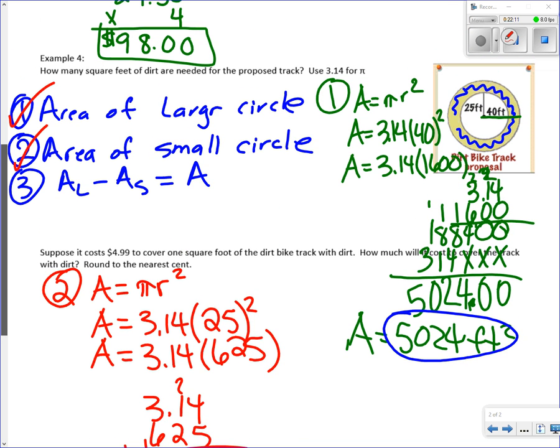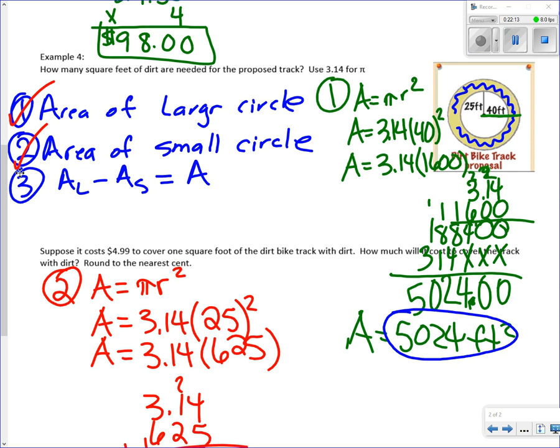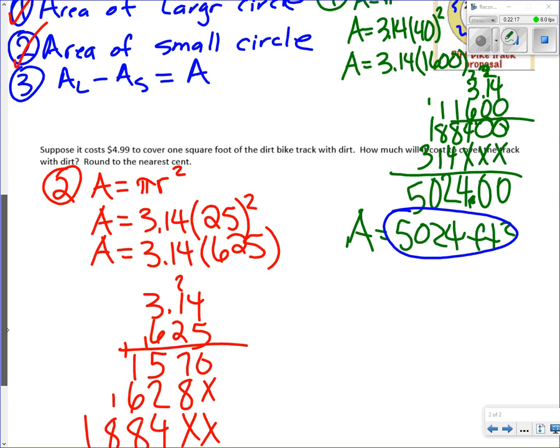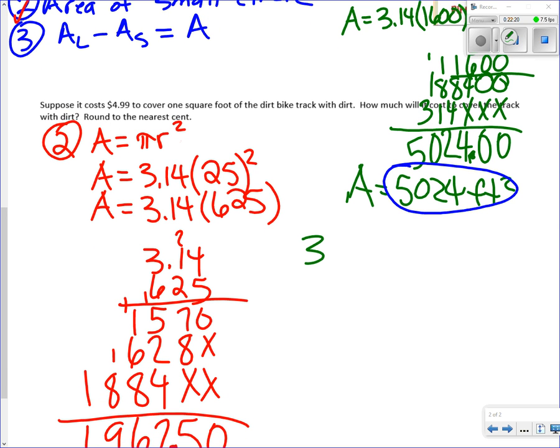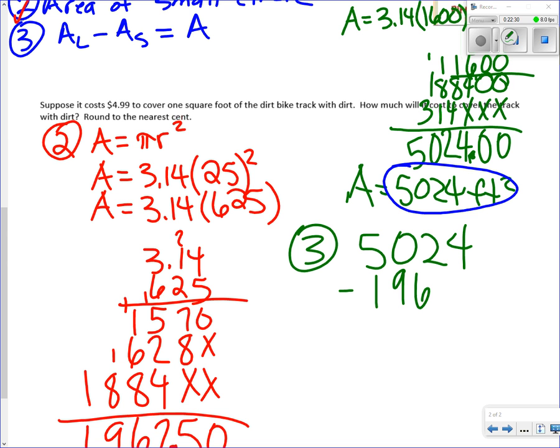Okay, let's go back up here because I have to go all the way down. So that was step 2. Step 3 is subtracting the small one from the large one. So I have step 3, and we have 5,024 minus 1,962.5. Add that 0.